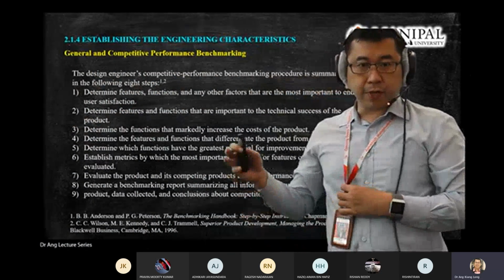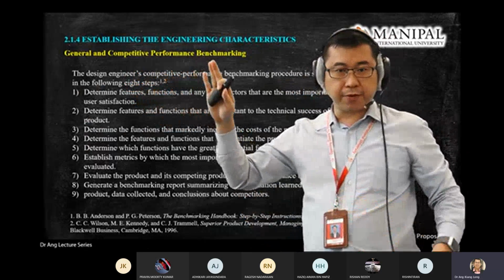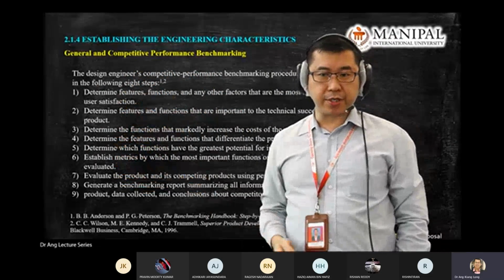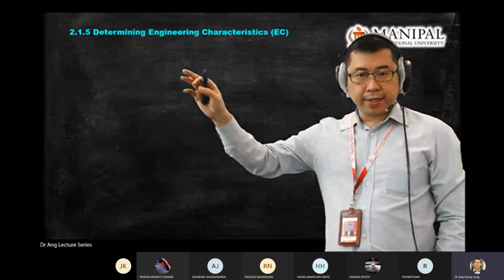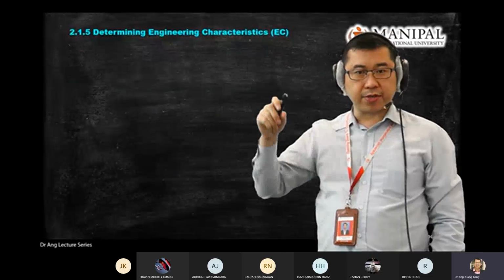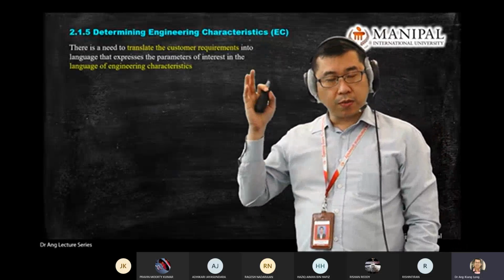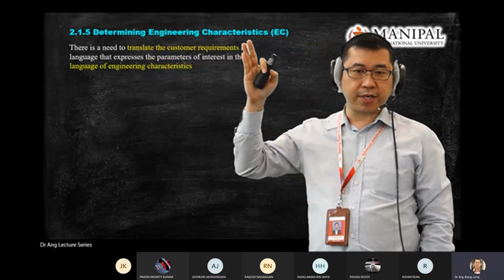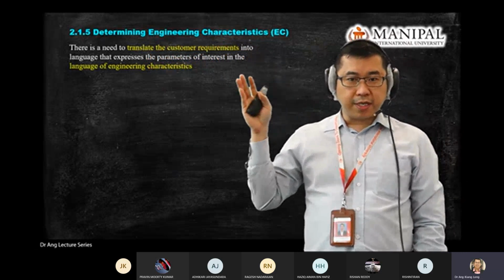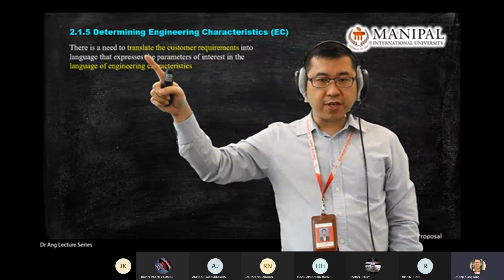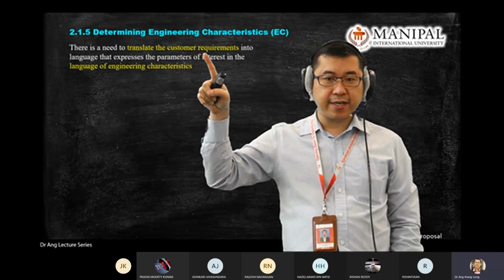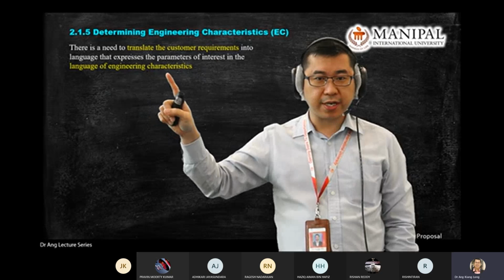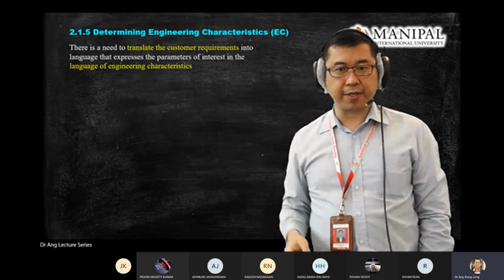So before the break, we looked at general competitive performance steps by the design engineer. Next, we look at what an engineering characteristic is. Why is it so important? We need to determine the engineering characteristics. This is the process where you translate the customer requirement into the language of engineering design parameters.